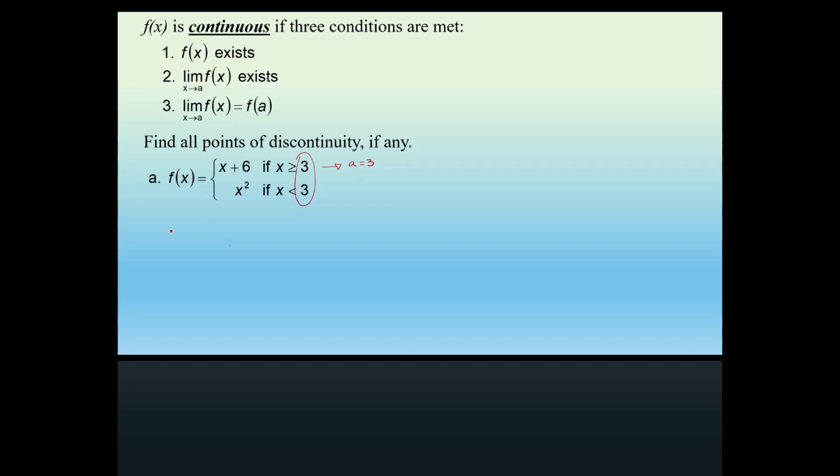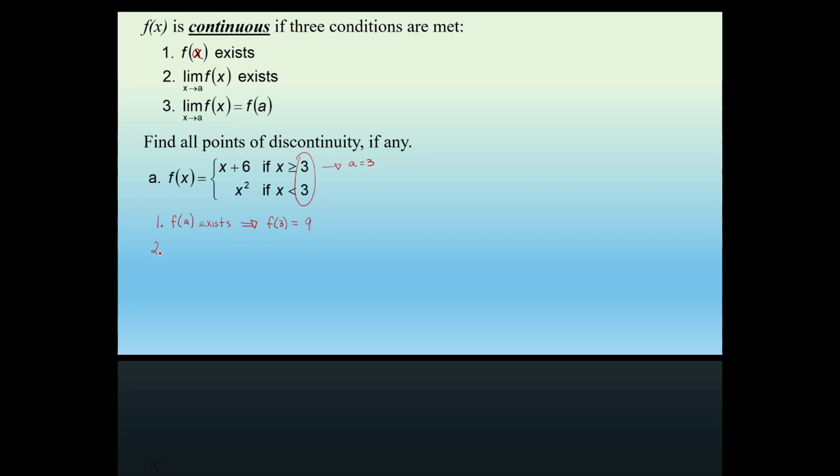And we'll check it. So first thing we need to do is check whether f of a exists. So that means we want to see whether f of 3 exists. Well, we'll look at our piecewise function and we'll find the piece where x is equal to 3. And that's this first piece, the top piece, because it says x is greater than or equal to 3. So there's the equal sign. So that piece is x plus 6. Replace the x with 3 and we receive 3 plus 6, which is 9. So f of 3 is 9.